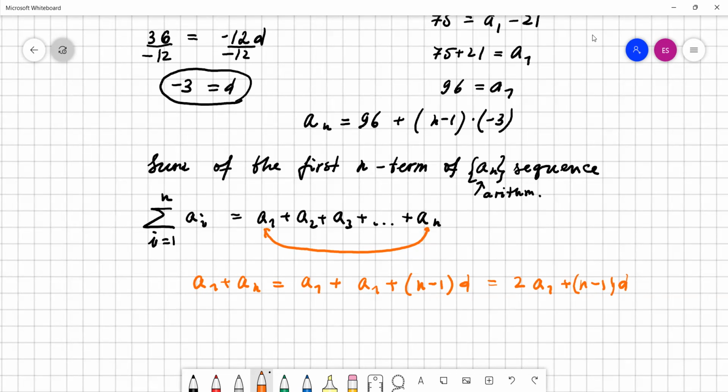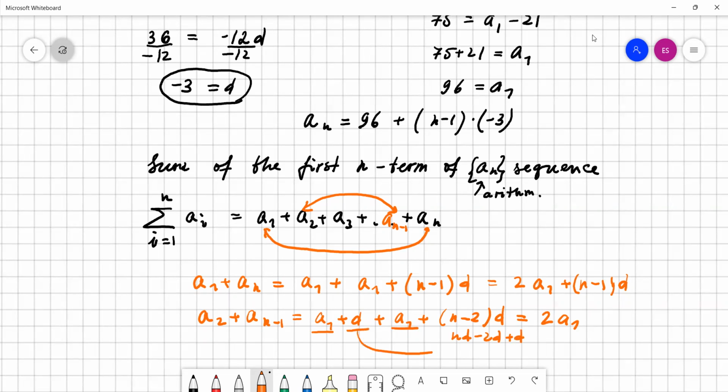Very good. Now let's calculate what A2 plus A(n minus 1) is going to be. Combine these two terms. A2 is A1 plus D, right? And A(n minus 1) is A1 plus n minus 2 D. Well, if we combine them, that's 2A1, this and this, right? And for D, we have nD minus 2D plus 1D from this one. So it's going to be nD minus 1D, which gives you n minus 1 D.